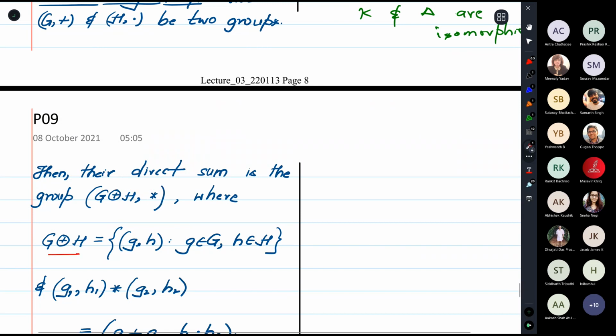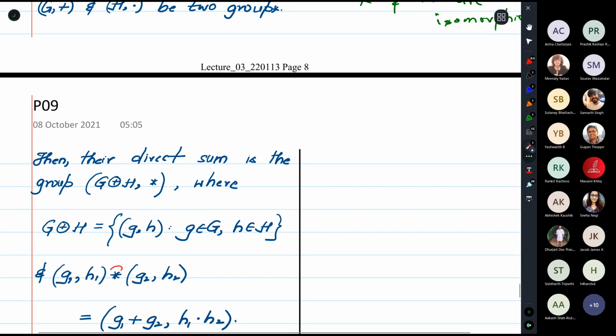What is this set? Well, this set now includes vectors of size 2. Observe that the first element is from G and the second element is from H. The first element is taken from this group capital G and the second element is taken from this group capital H. So G direct sum H, the elements of this are tuples of size 2, or ordered lists of size 2, where the first element comes from G and the second element comes from capital H. I hope this is clear.